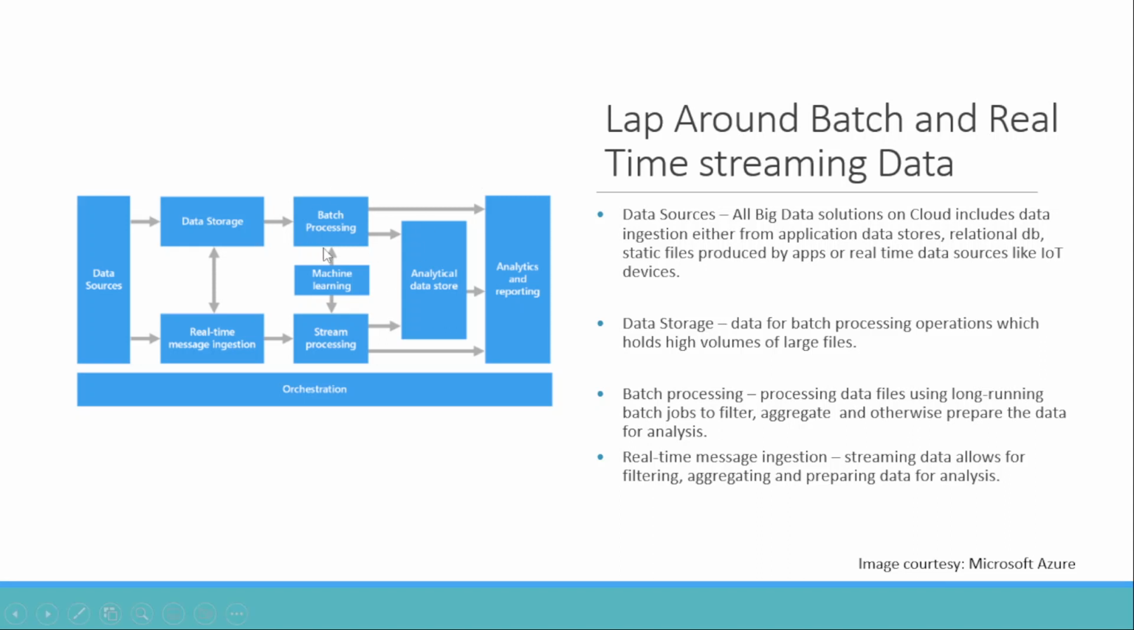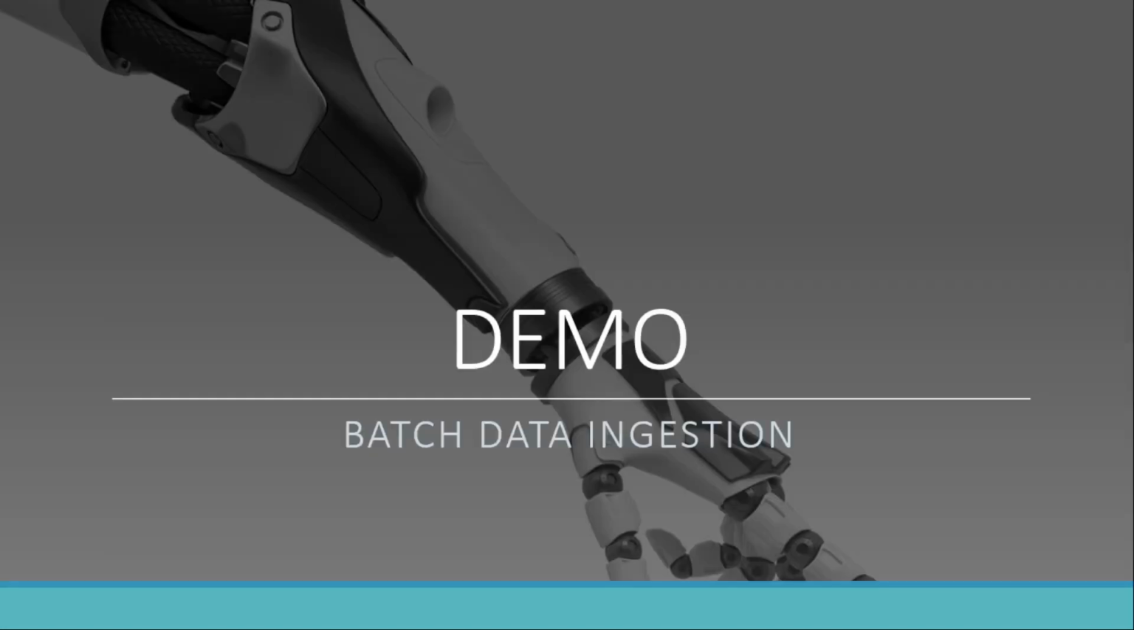Batch processing involves the batch data stored on the underlying Azure Data Lake Storage or Azure Blob Storage, and processing these data files using long-running batch jobs to filter, aggregate and otherwise prepare the data for analysis purposes. Near real-time streaming or real-time message ingestion also involves streaming of the data, which allows for filtering, aggregation and preparation of the data for analysis purposes. Now let's see a quick demo on batch data ingestion.